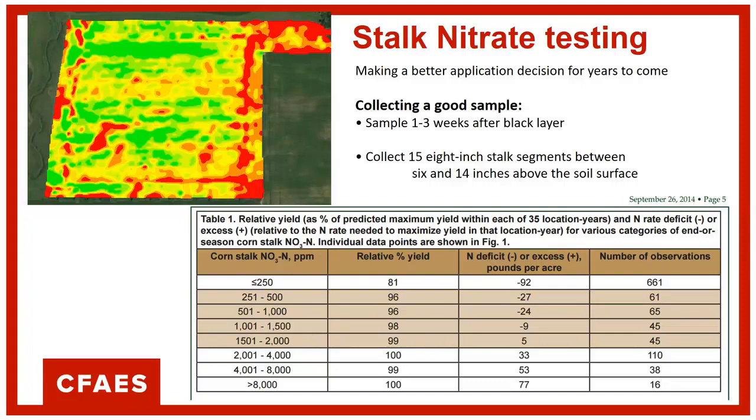Then we can go back in and pull end of season stalk nitrate tests and start looking at what nitrogen is doing in that field. When we are low in yield, do we have low or high nitrate levels? If we have high nitrate levels, we might as well back the nitrogen rate off because the nitrogen we're putting on isn't increasing our yield and we can save money.